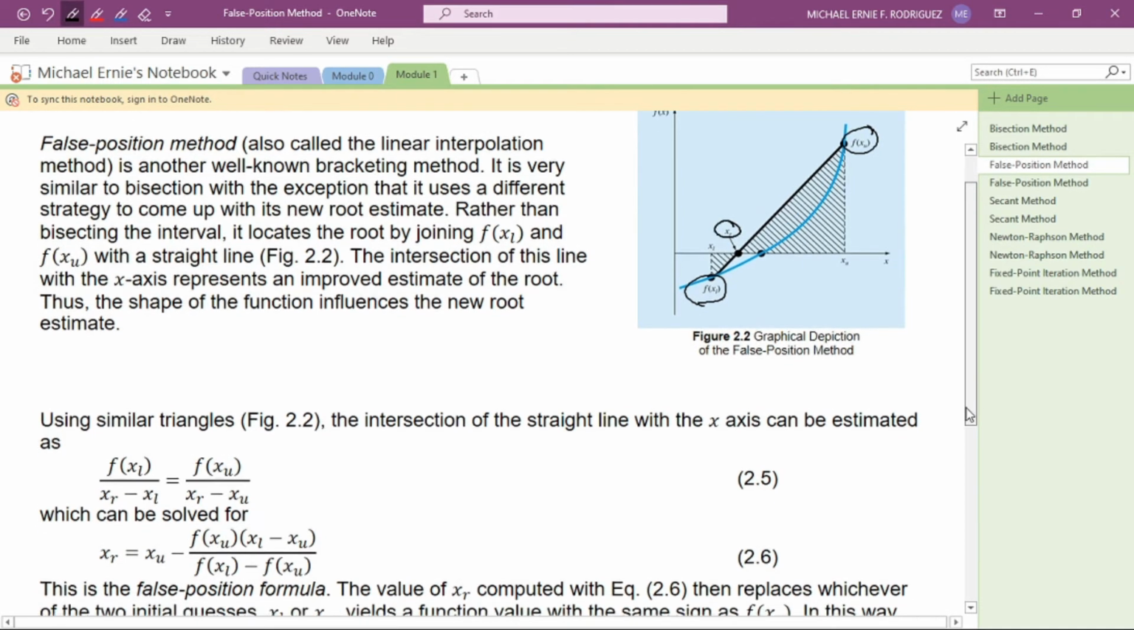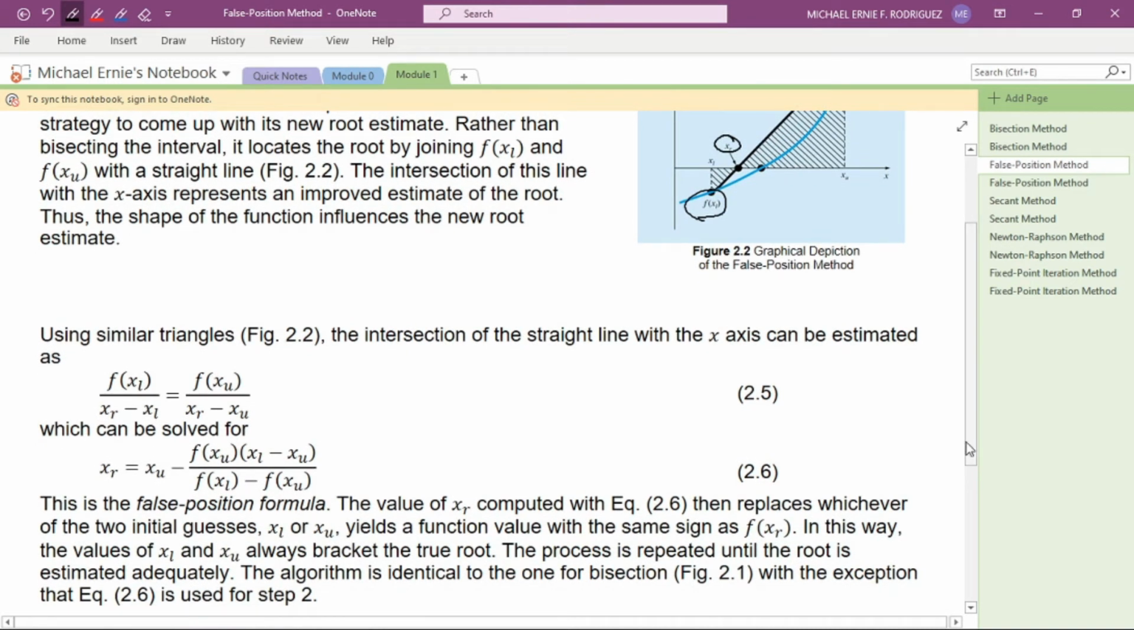Using similar triangles, as in figure 2.2, the intersection of the straight line with the x-axis can be estimated as, in equation 2.5, f of x sub L divided by x sub r minus x sub L is equal to f of x sub u divided by x sub r minus x sub u, which now can be solved for x sub r is equal to x sub u minus f of x sub u times the quantity x sub L minus x sub u divided by f of x sub L minus f of x sub u. This is now the false position formula.